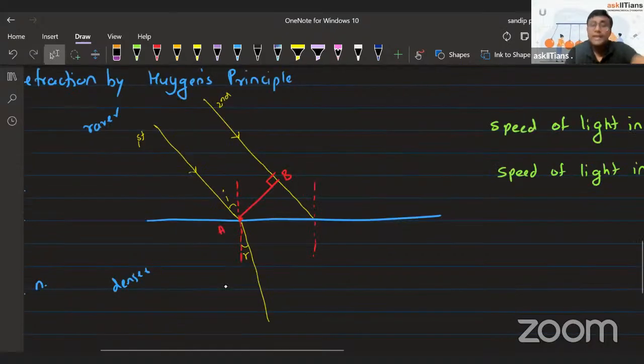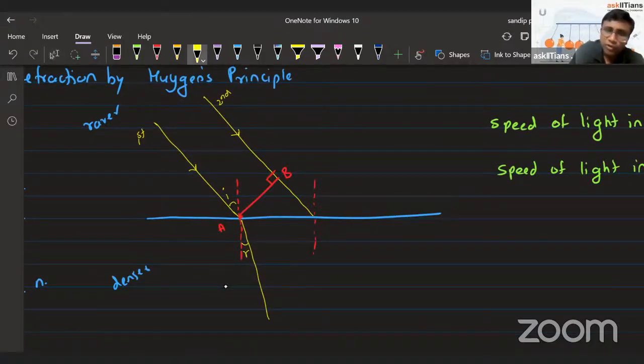So consider that when the A ray starts from here, it reaches, let's say, the A dash point, and B is still in the first medium. This is our first medium, rarer medium, let's say. This one is your second medium, denser medium. So let's say the first beam is going into the second medium, the denser medium. The second beam is still in the first medium.